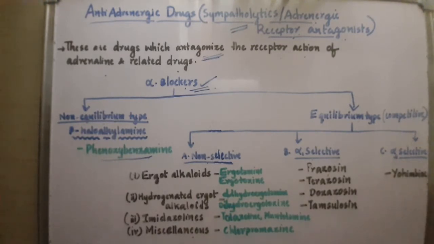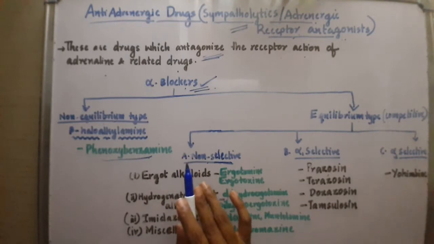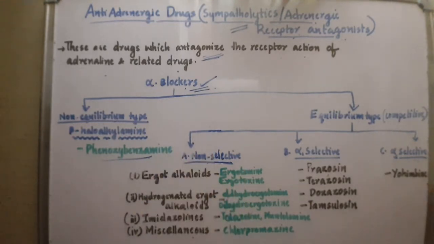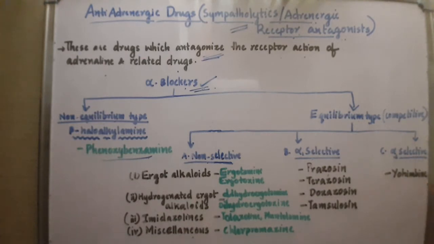They are competitive antagonists at alpha or beta or both alpha and beta adrenergic receptors. These antiadrenergic drugs can be classified as alpha-adrenergic blocking drugs or alpha blockers and beta-adrenergic blocking drugs or beta blockers. First, let us see what are alpha blockers or alpha-adrenergic blockers.